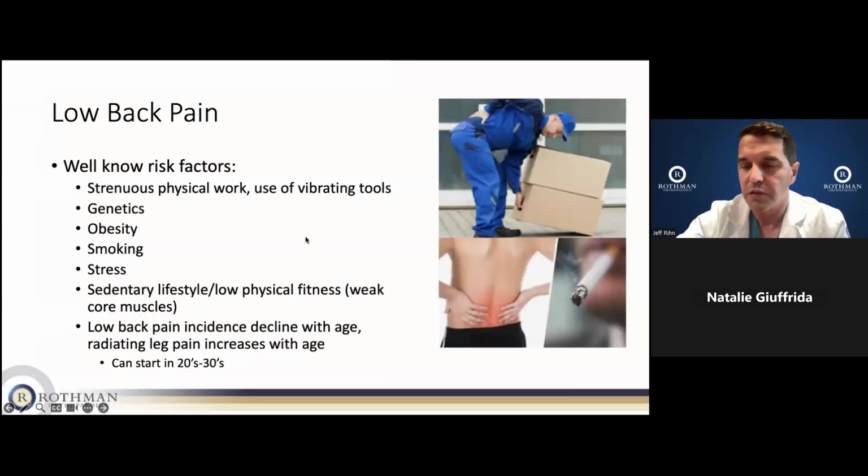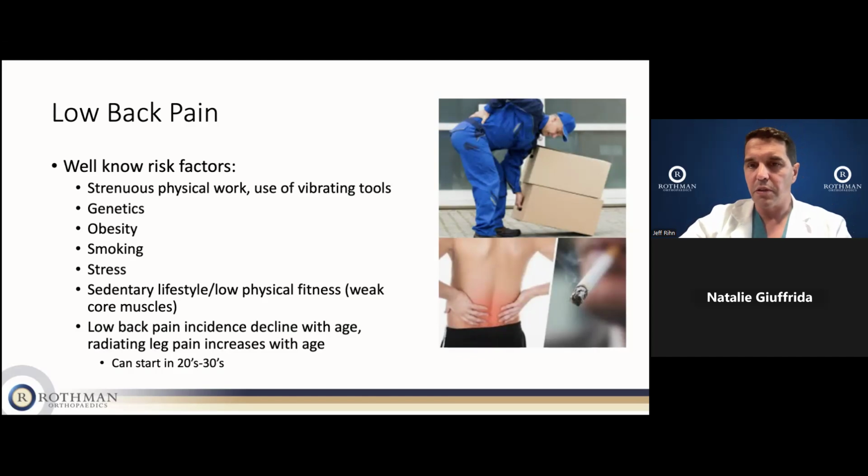So there are some well-known risk factors for developing low back pain. I'll just go through a list here. This is most of them, but there are some others. First of all, is strenuous physical work. If you do a job that requires a lot of lifting and bending over years and years, that puts you at risk for having low back problems. There is an underlying genetic component, meaning your genetic makeup can lead to degenerative disc disease, which can cause low back pain. So we do see conditions that cause low back pain that tend to run in families.